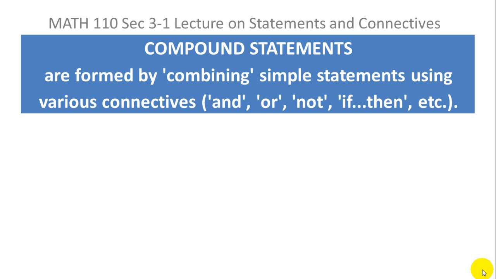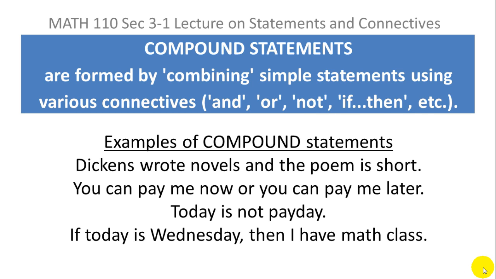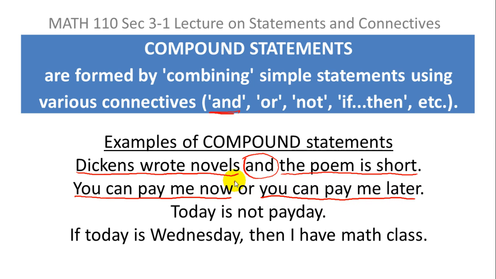So, for instance, Dickens wrote novels and the poem is short. Well, obviously Dickens wrote novels is a perfectly good simple statement. The poem is short is a perfectly good simple statement. And they're joined together with one of our connectives. So that is a compound statement. Moving along, you can pay me now, perfectly good simple statement. You can pay me later, perfectly good simple statement, joined together by another one of our connectives. So that's a perfectly good compound statement.